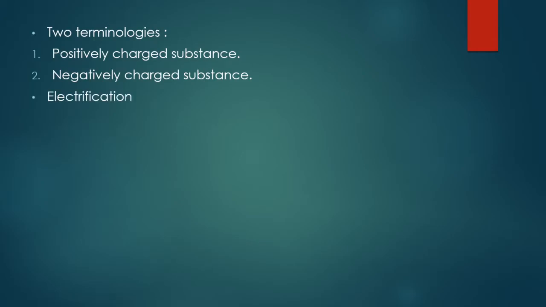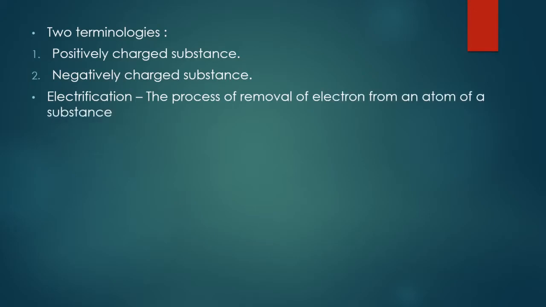Moving on, what is electrification? The process of removal of an electron from an atom of a substance or addition of an electron to an atom of a substance is called electrification. Now, before electrification, we learned what positively charged and negatively charged substances are. Losing or gaining is a process. Understand the process of removal of an electron from an atom. If an electron is removed from an atom, or if an electron is added to an atom, this process is called electrification.